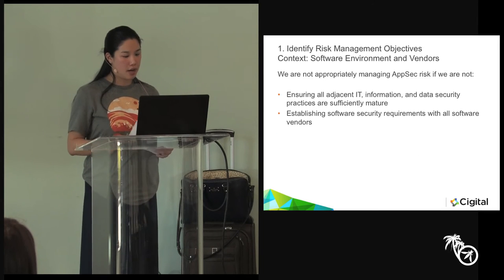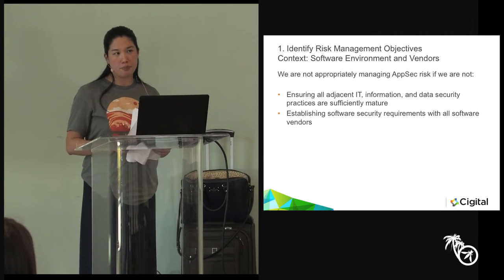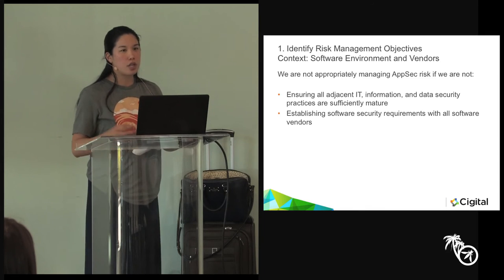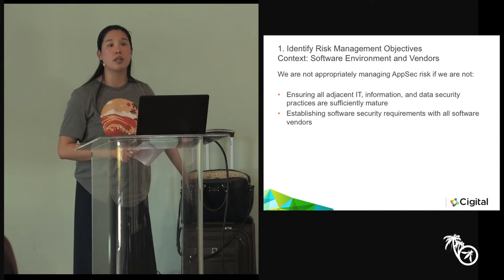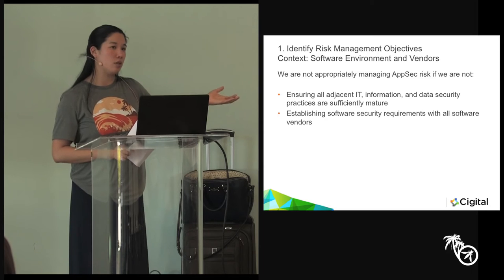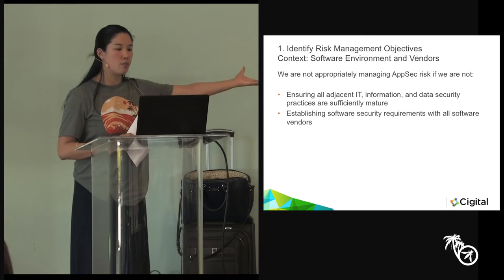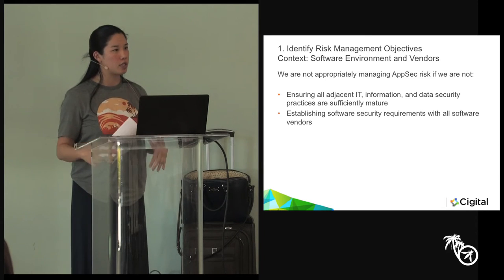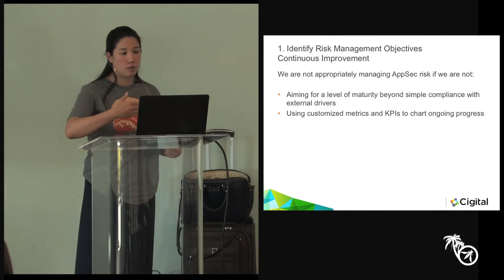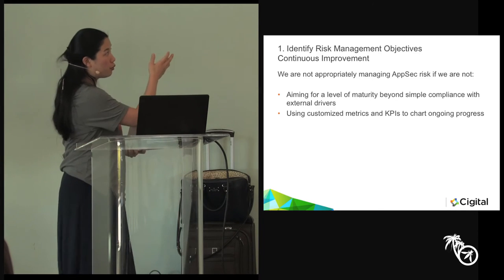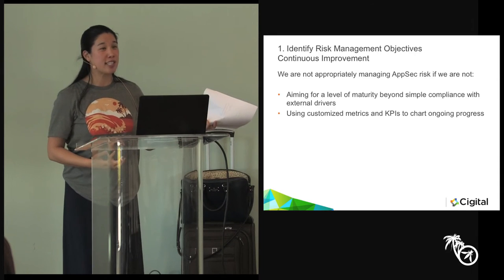And finally, when it comes to risk management of application security, there are other things other than the application, other than the software, that we have to worry about sometimes. The software environment: making sure that the IT team deploying the environment my application sits on is not screwing things up for me. And also making sure that the software vendors who provide me with software are not screwing things up for me. And finally, if we're really talking about risk management, maybe we're going beyond compliance, and maybe we even have metrics to talk about what we're doing.